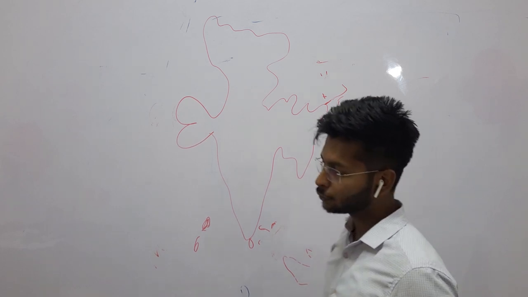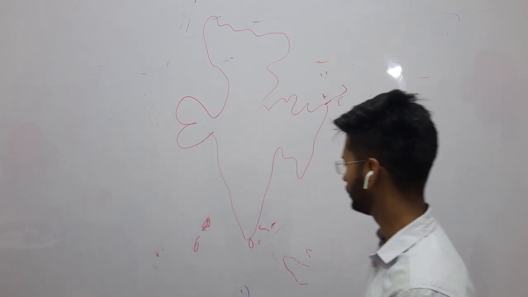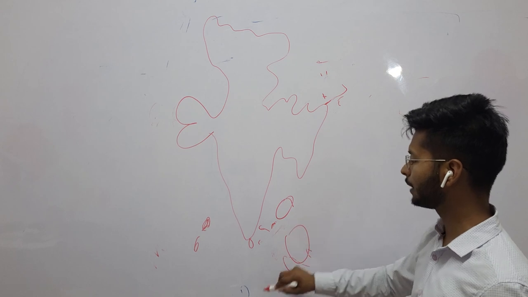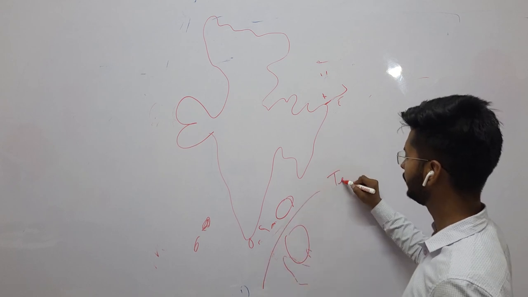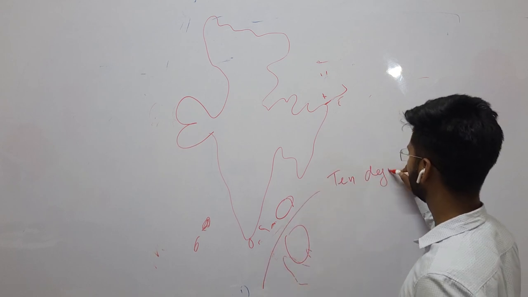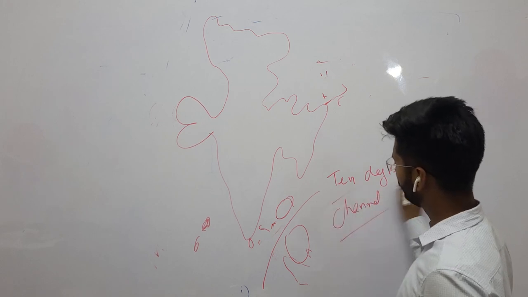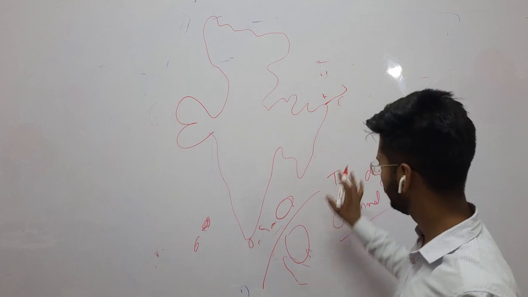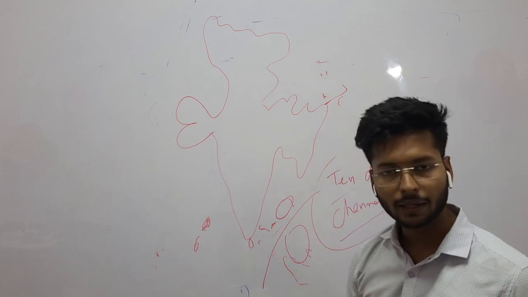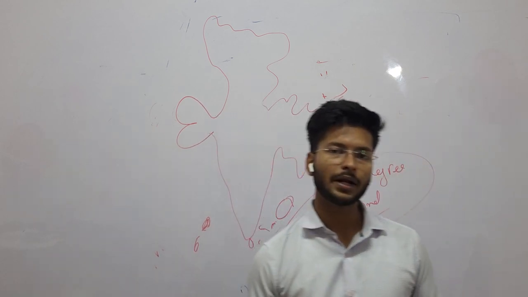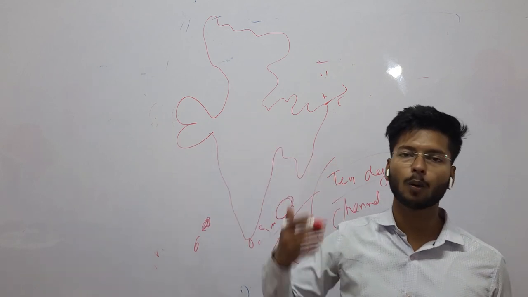Okay. So we talked about the Andaman and Nicobar Islands. They are separated by something called the 10 Degree Channel. We do not need to go into details, but you just grab it: the 10 Degree Channel separates the Andaman and Nicobar Islands. All right.